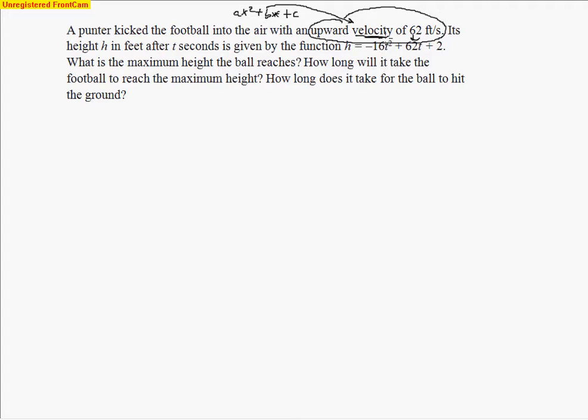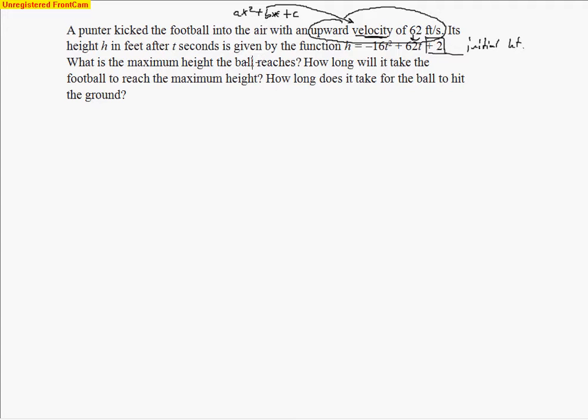So upward velocity tells us that it's going to open down in this case, because it ends up going up and then comes back down. That's where the negative sign comes in. Positive 2 here, this is the initial height. So what that means is the ball was 2 feet above the ground when it was kicked.